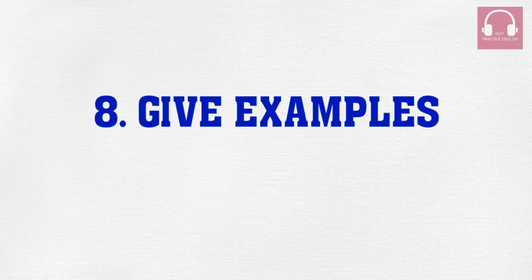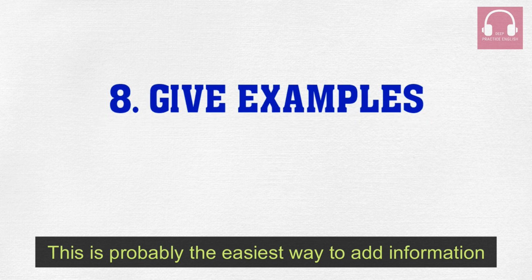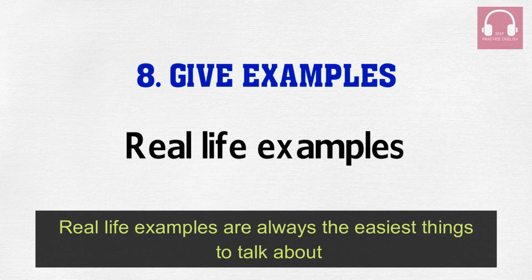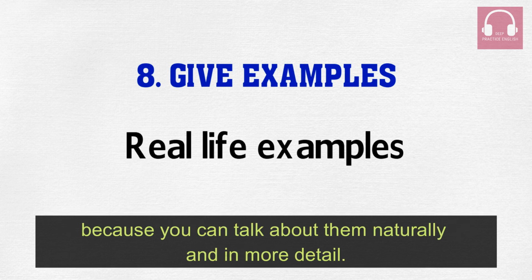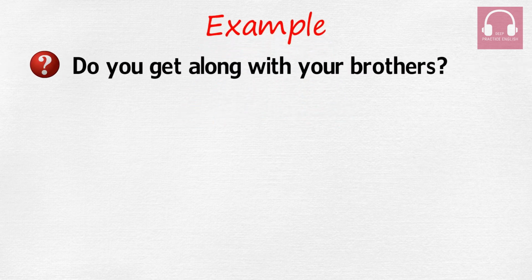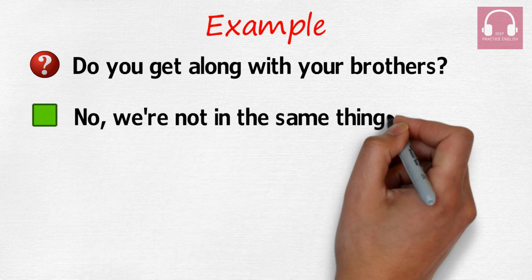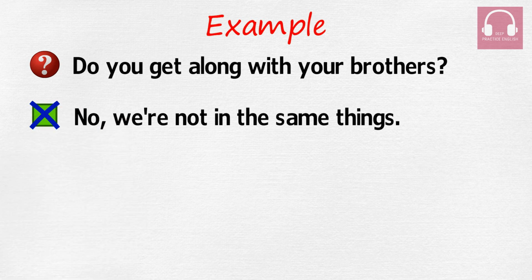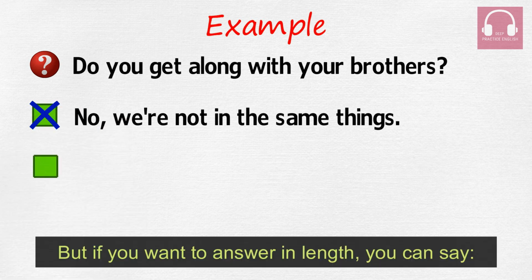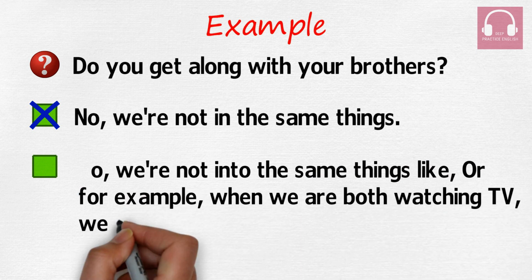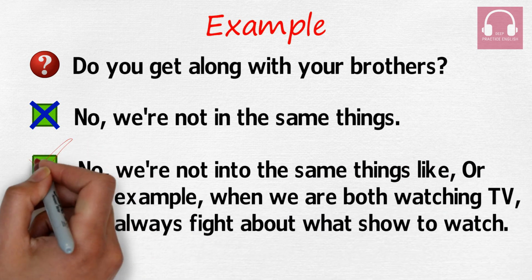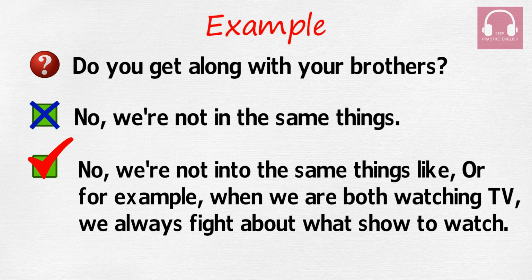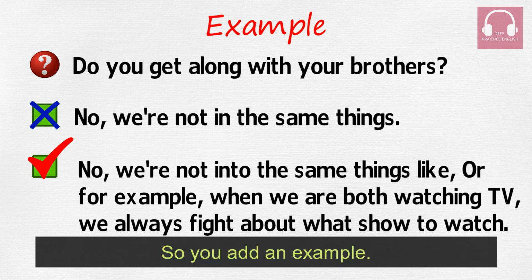Okay. Moving on to trick number 8. Give examples. This is probably the easiest way to add information, or add volume to your answers. Real-life examples are always the easiest things to talk about, because you can talk about them naturally and in more detail. Let's look at an example. Question. Do you get along with your brothers? A short answer would be, no, we're not into the same things. But if you want to answer at length, you can say, no, we're not into the same things, like, or for example, when we are both watching TV, we always fight about what show to watch. So you add an example.